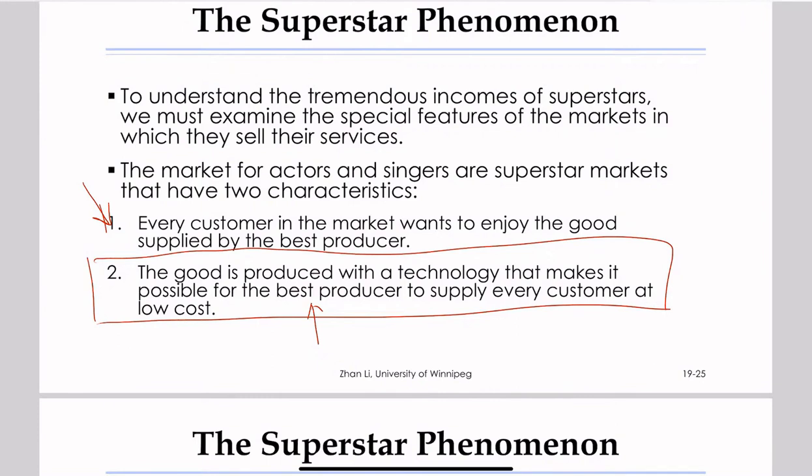Essentially, the marginal cost of production in the superstar market is almost zero. So that's why the best seller in the superstar market can supply everyone. And that's why the best seller in the superstar market can earn millions.